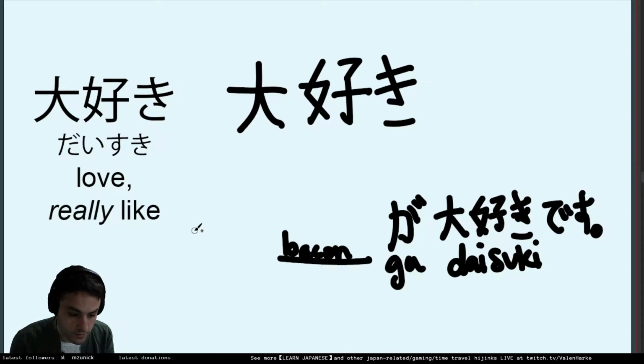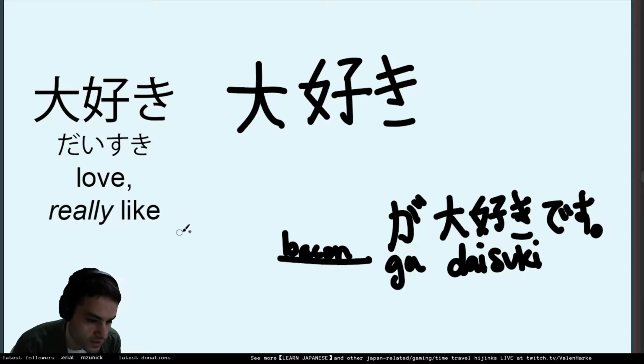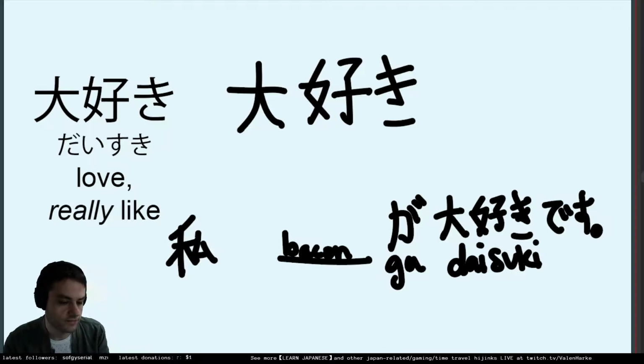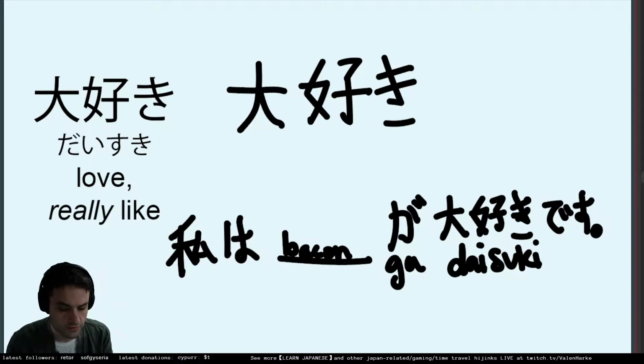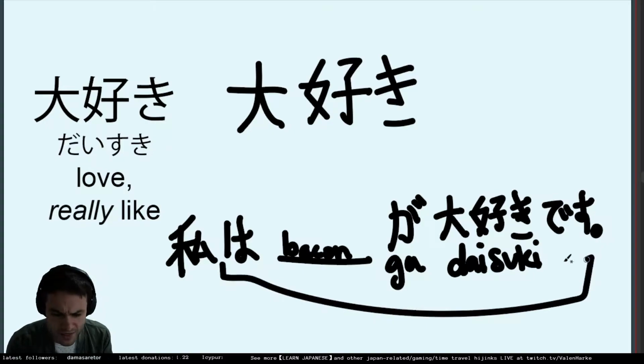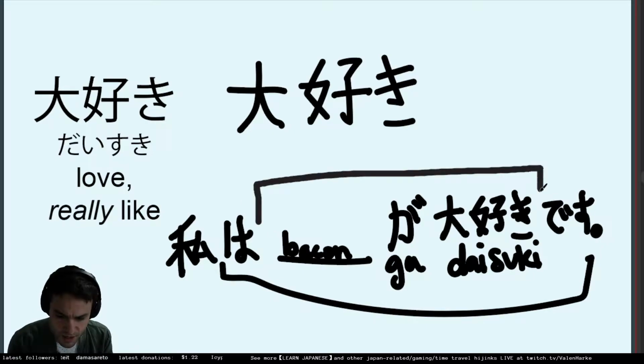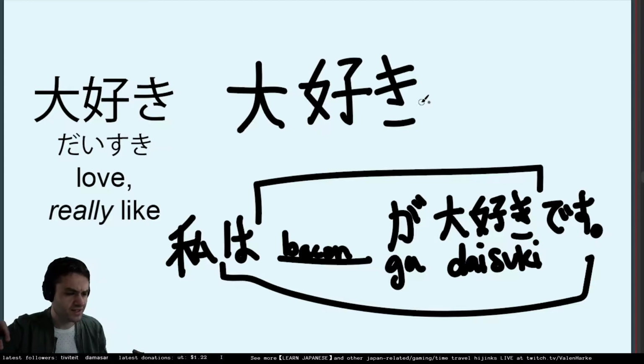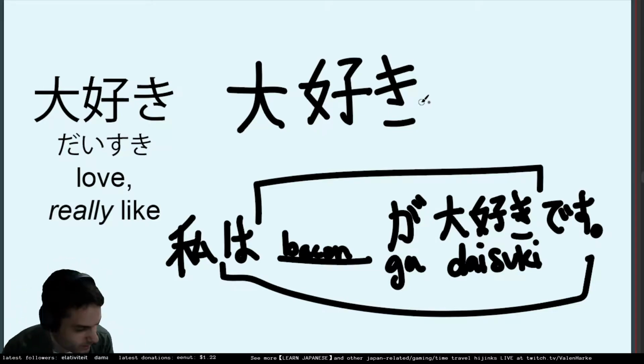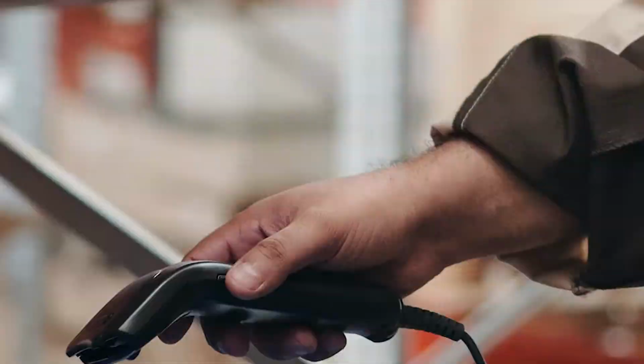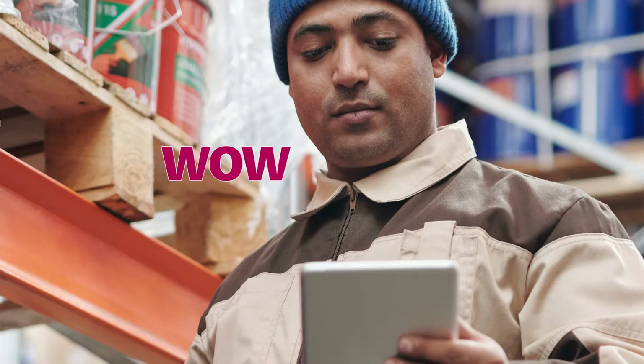But, check this out. Now we're getting crazy. Remember your pal, watashi? I or me, right? Watashi wa bacon ga daisuki desu. Uh-oh! Wa is over here, but then we've got desu over here. Is this all part of the is bucket? Oh, now we've got buckets inside of buckets. We don't want to do that, do we? Because that's a big bucket. And we're not ready for such a big bucket yet.